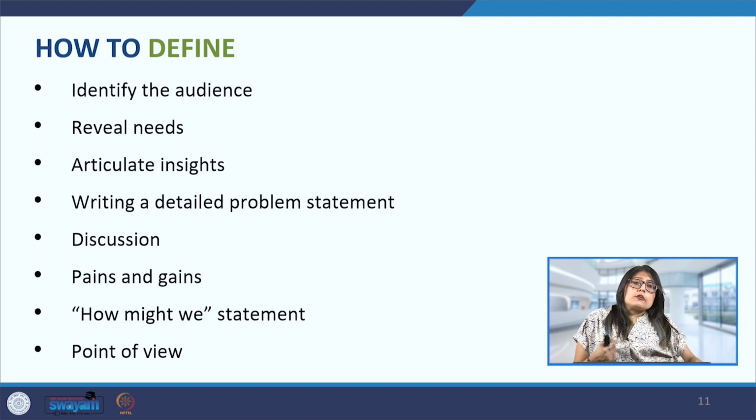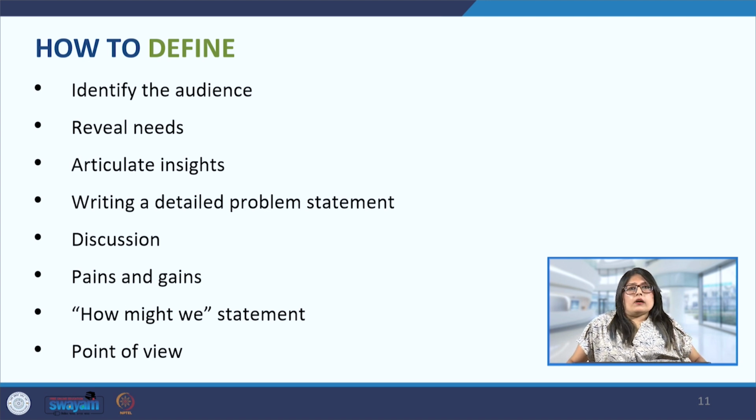Sometimes the user may not be able to articulate what kind of needs they have or what kind of challenges they are facing. So that needs to be articulated. And these articulated insights serve as a foundation for generating ideas and guiding the design process and achieving our user centric direction.